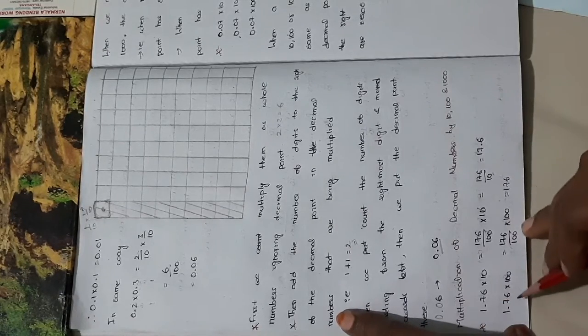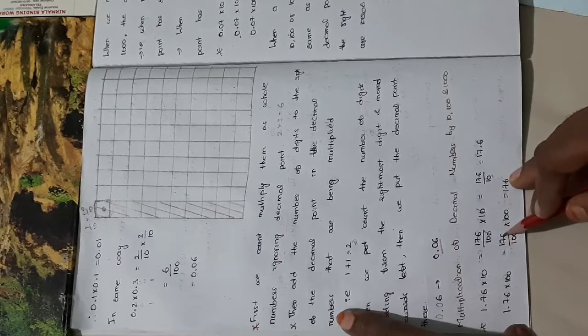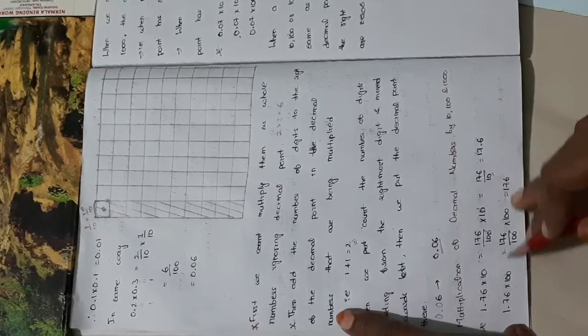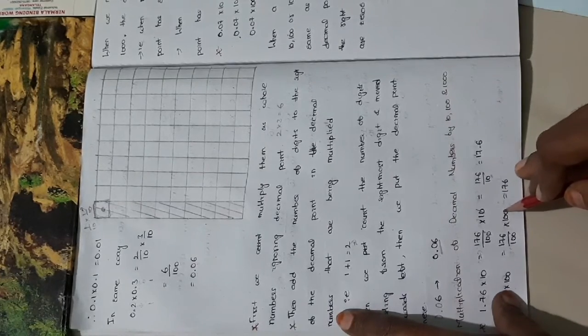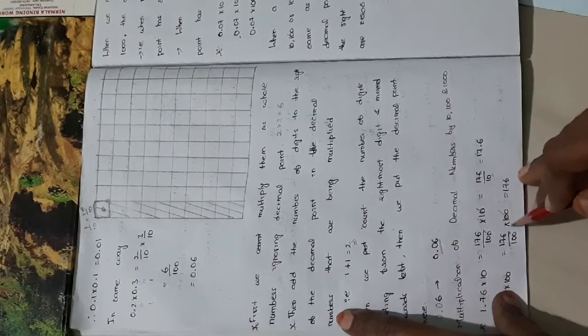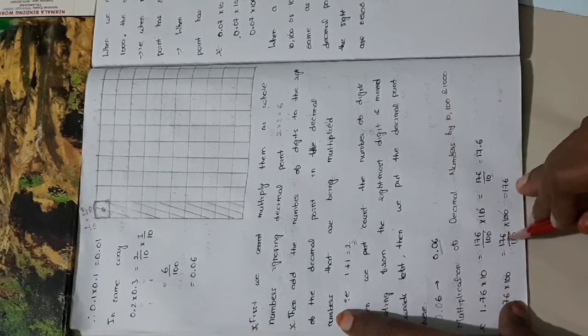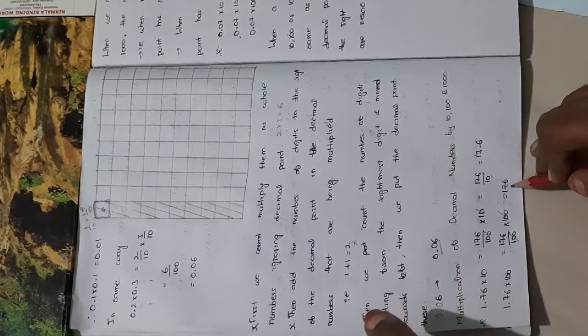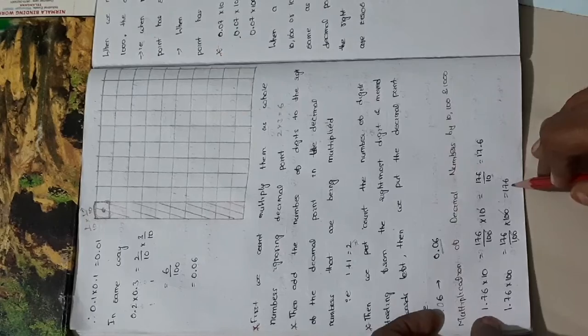In the similar way, next I am going to multiply 1.76 by 100. First I write this decimal number as 176 by 100, multiplied by 100. Here the numerator and denominator both have 100, so there is a cancellation, and we have 176. In the similar way, when we multiply it by 1000, what do we get?